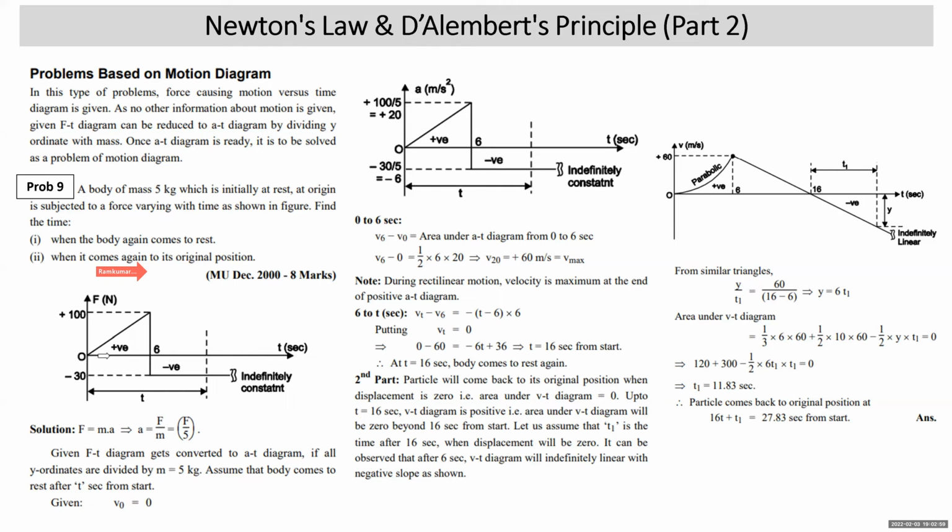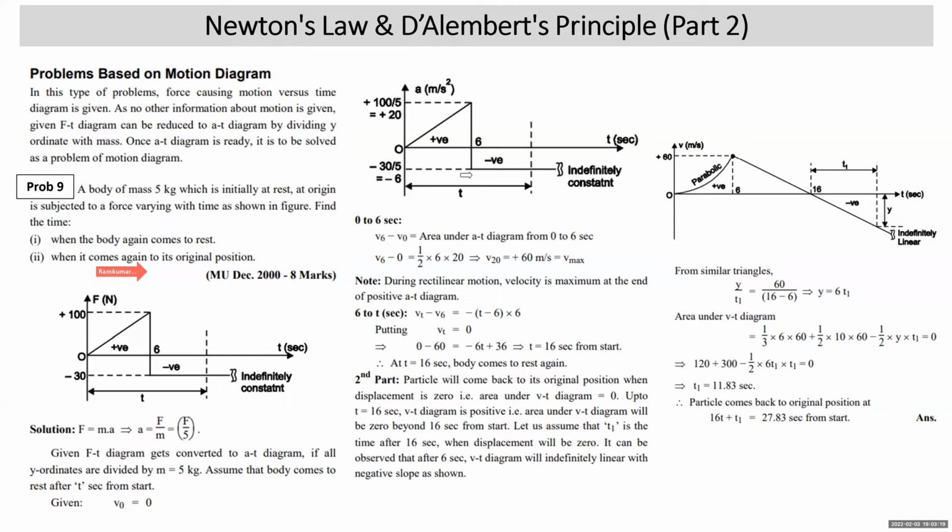And also I should understand that area under VT diagram will be zero only when it is partly positive and partly negative. Now, I've drawn VT diagram. 0 to 6 seconds, AT diagram has linear variation with positive slope. VT diagram will have parabolic variation with concavity upwards. So we have learned it in motion diagrams.